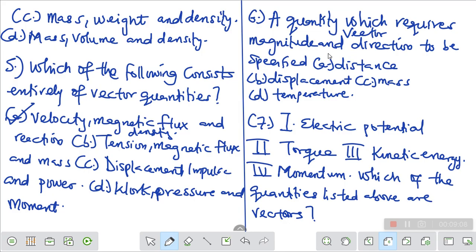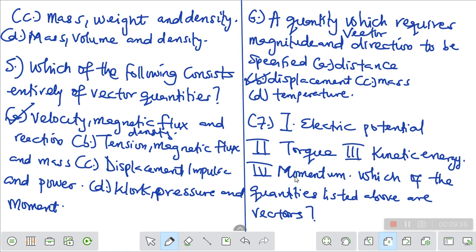Let's go to number 7. So they say which of the following quantities listed above are vectors? The first is electric potential, that's a scalar quantity. Torque, that's a vector quantity. Kinetic energy, that's a scalar quantity. Momentum, that's a vector quantity. So the answer is 2 and 4. So it's what? 2 and 4. So our answer is option D.